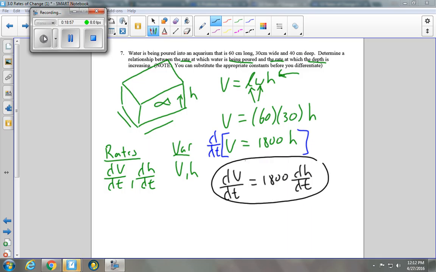That's our relationship. Cool. Now we just gotta account for the rocks in the bottom of the tank. So the rate at which the volume is changing is 1800 times the rate at which the height is changing over time. That seems so complicated and so simple at the same time.